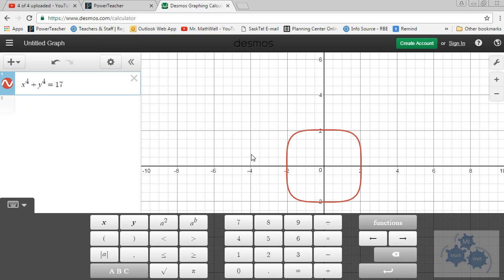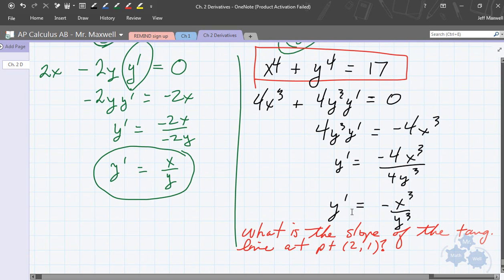So this is what the graph looks like: x to the fourth plus y to the fourth equals 17. And if we go back to the notes here, what did you get for an answer, and how did you get that? Somebody want to volunteer to give me their answer there for a slope? No? What did you get for an answer? Yeah, that's the slope. 2 goes in for x, 1 goes in for y. You have negative 2 cubed over 1 cubed is negative 8. Okay? So negative 8 is our slope. So the point was 2, 1.